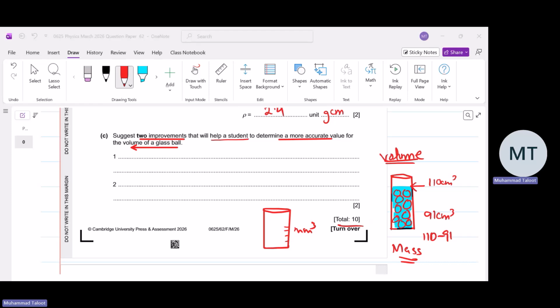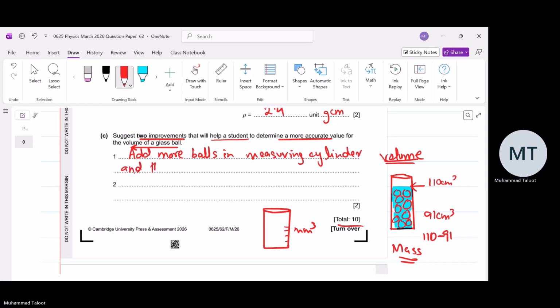So I will be writing here that add more balls in measuring cylinder and then divide by number of balls. Instead of this, I write here complete word number of balls to find mass, or you can say volume.